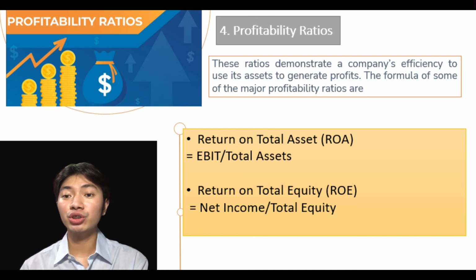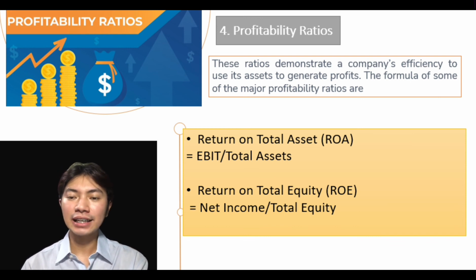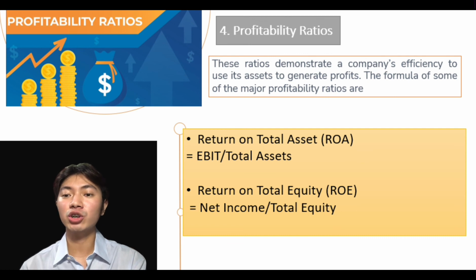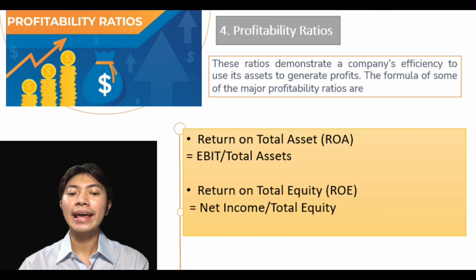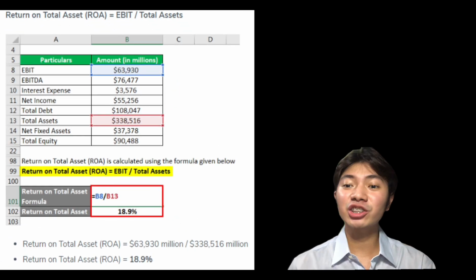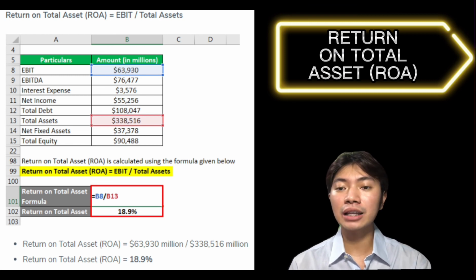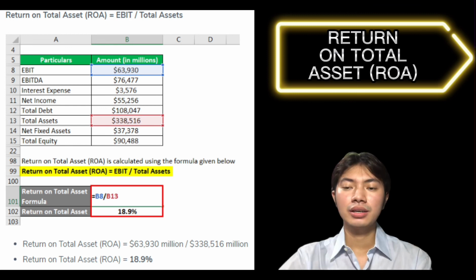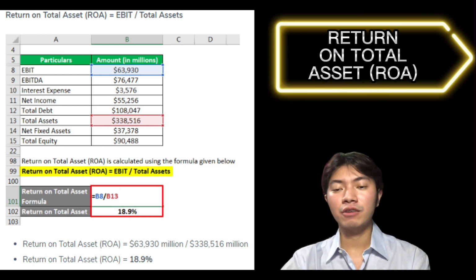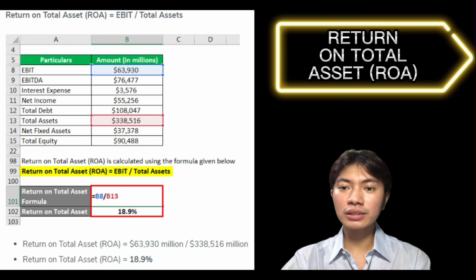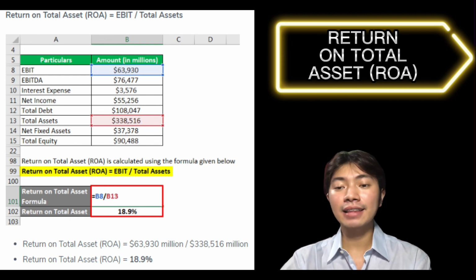Ito yung return on total asset that is equals to earning before interest and taxes divided by total assets, and next is the return on total equity that is equals to net income divided by total equity. Return on total asset, dito makikita kung yung company is nagge-generate ng earnings, and then pwede mo siyang i-compare sa other competitors.